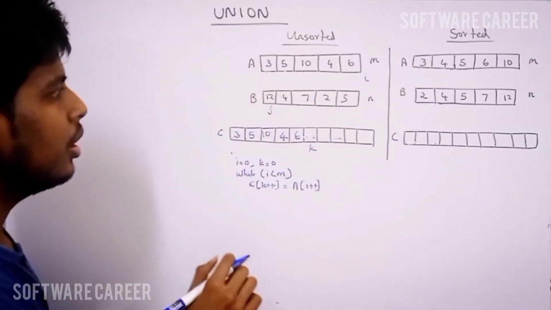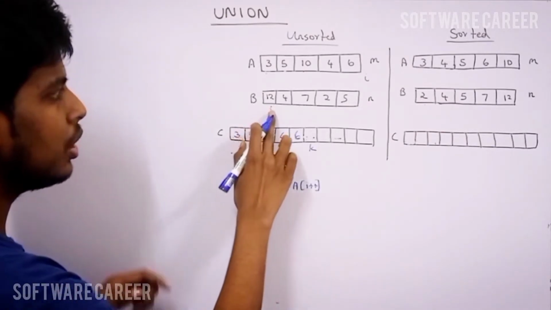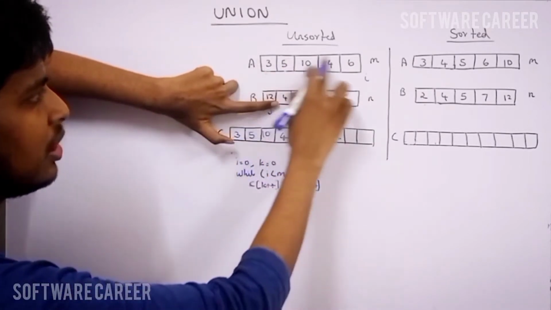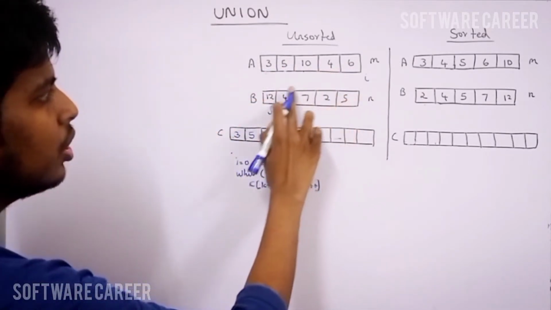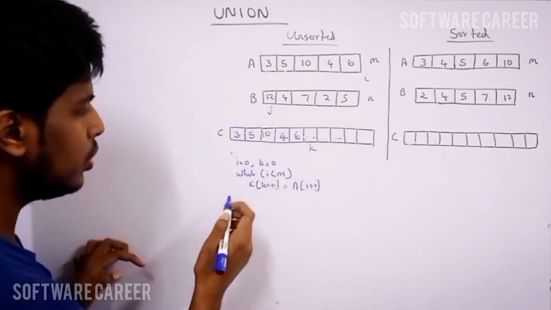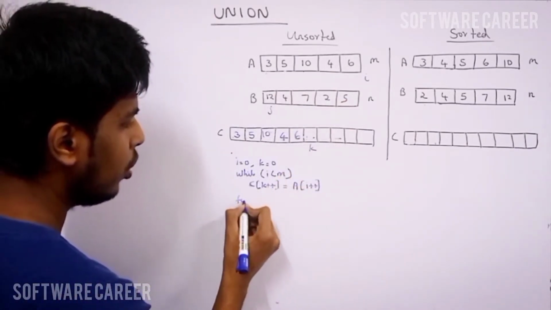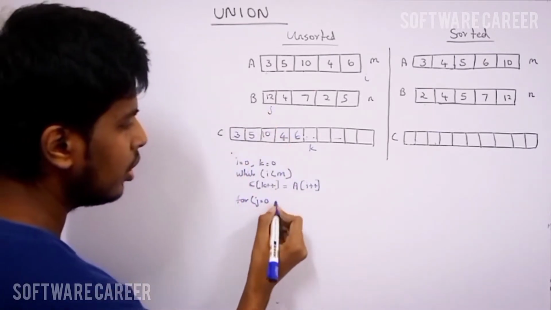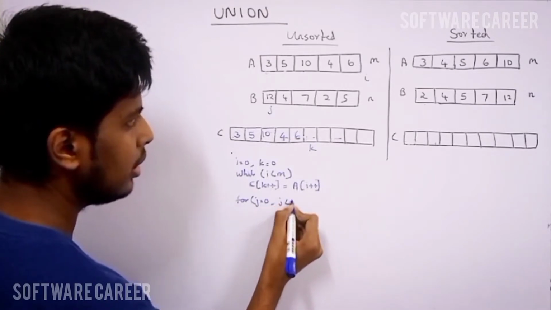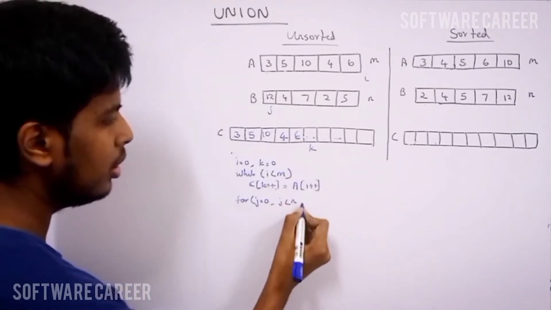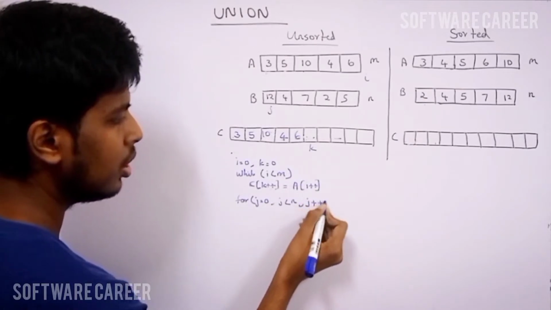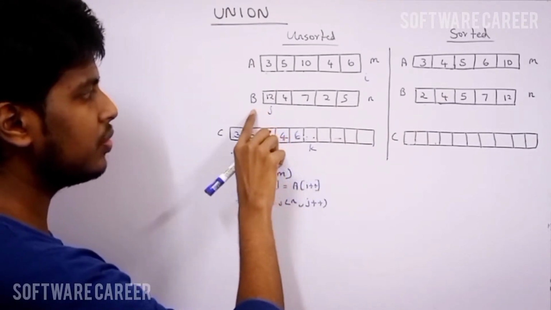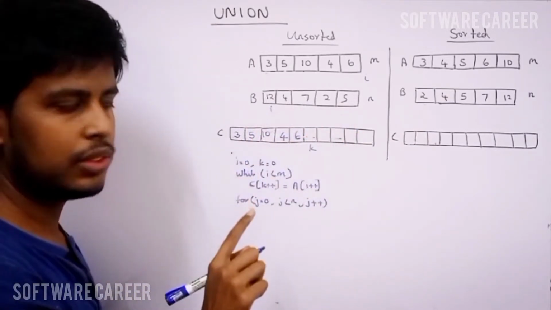Now the second step: J equals 0. Now I should compare whether 12 is present here. No, then I should write 12. Then whether 4 is present here: yes, it's present, so I should not write it. Like that I should compare. So now I am writing the condition: for J equals 0, comma, J less than N, comma, J plus plus. I am moving the J index of B from 0 to N minus 1.